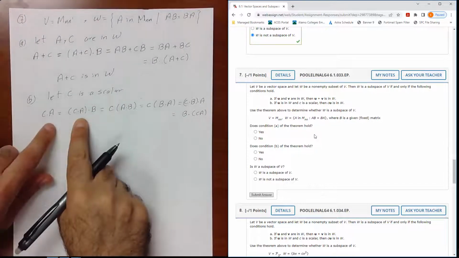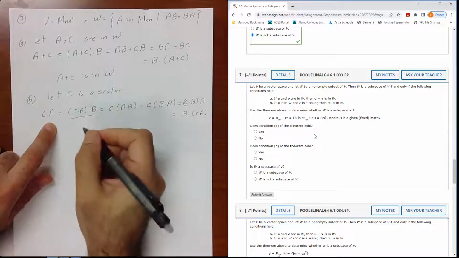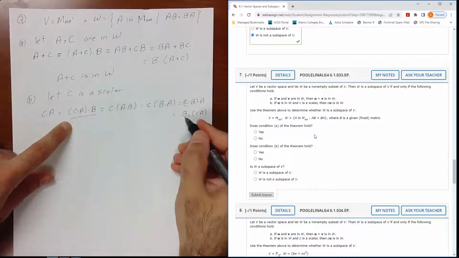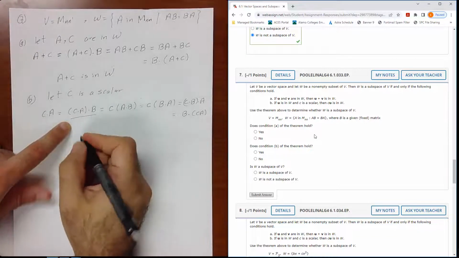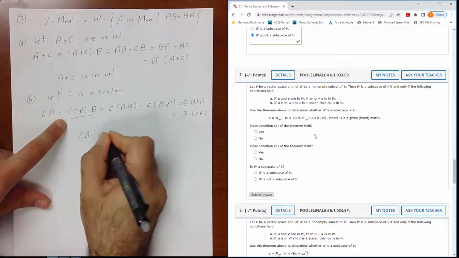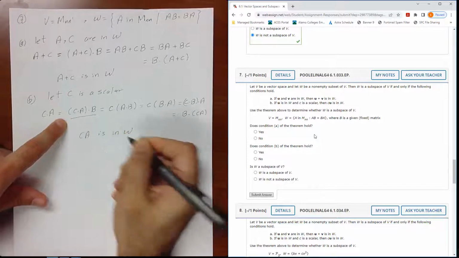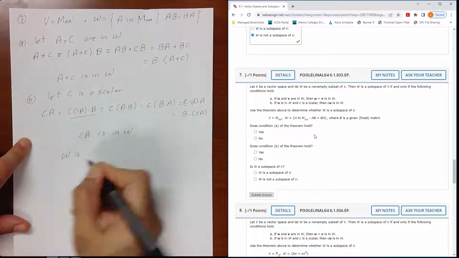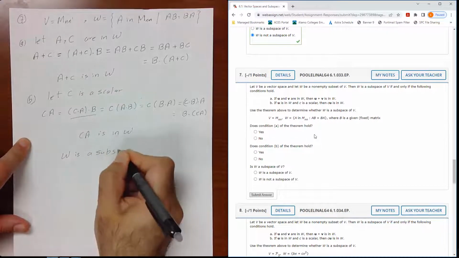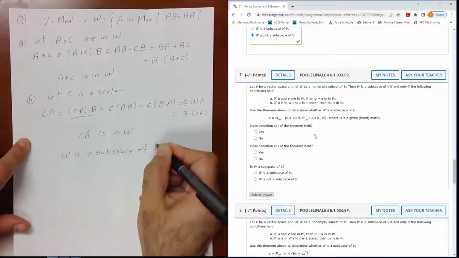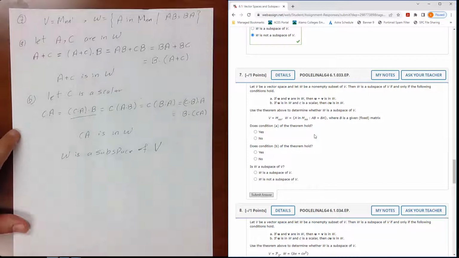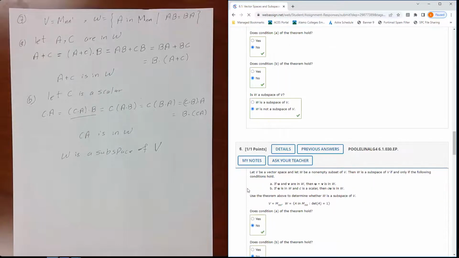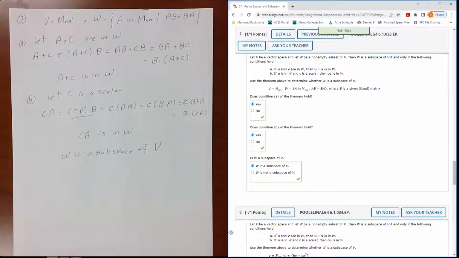So we start from this part with the first condition, C times the matrix A times the fixed matrix equals B and C times A. That means CA is in W. So W is a subspace of V. So we're going to say this is yes, and W is a subspace of V. That's it for example 7.